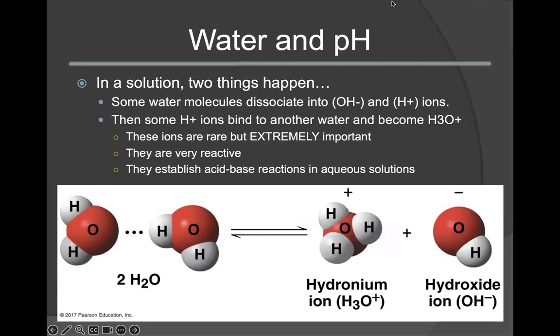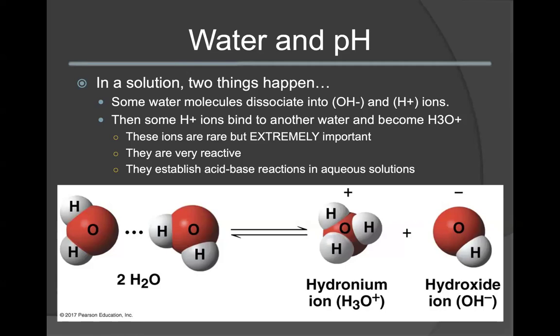Water is important in creating the pH of a substance. So when water is in solution, two important reactions happen. The first one is that some of those water molecules will dissociate, meaning they will break down into two different ions. You have OH minus, or the hydroxide ion. You will also have an H plus, or a proton.